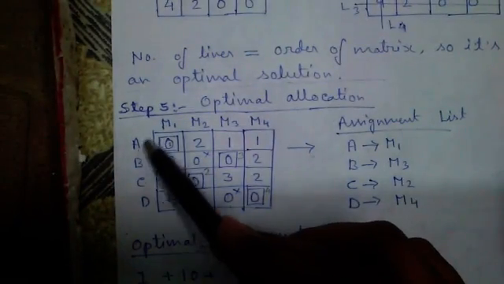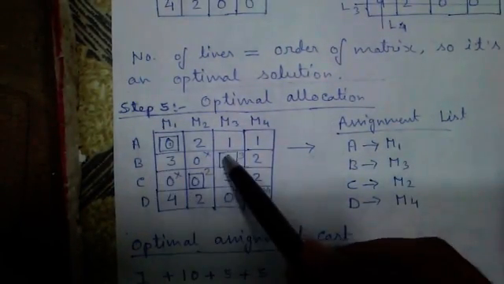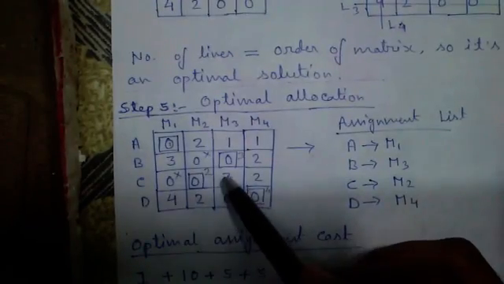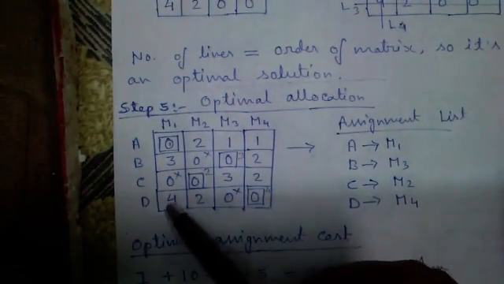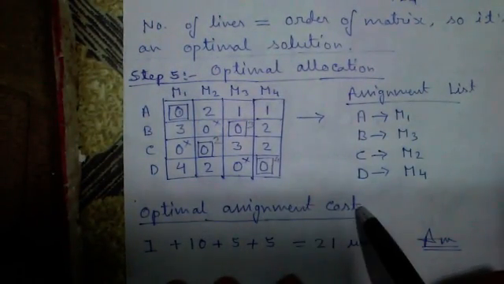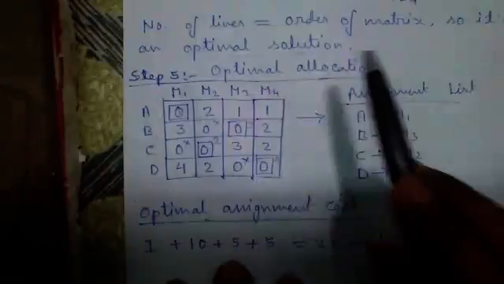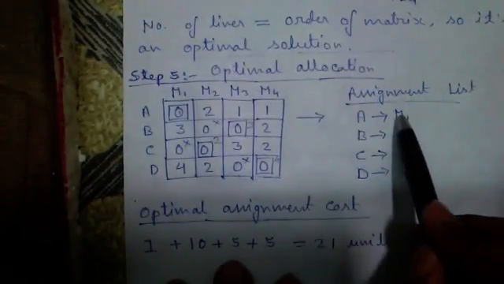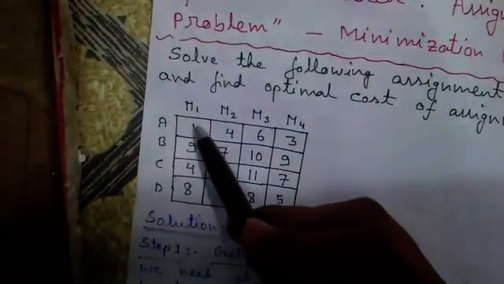So person A is assigned machine 1, person B is assigned machine 3, person C is assigned machine 2, and person D is assigned machine 4. Next we will find our optimal assignment cost. For that we will see in the original matrix the A M1 position. In our original matrix, the A M1 position has a value 1.